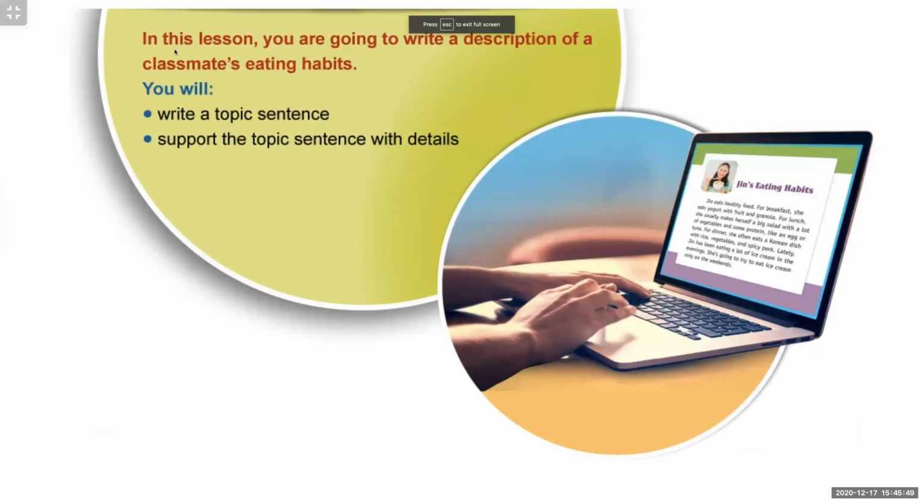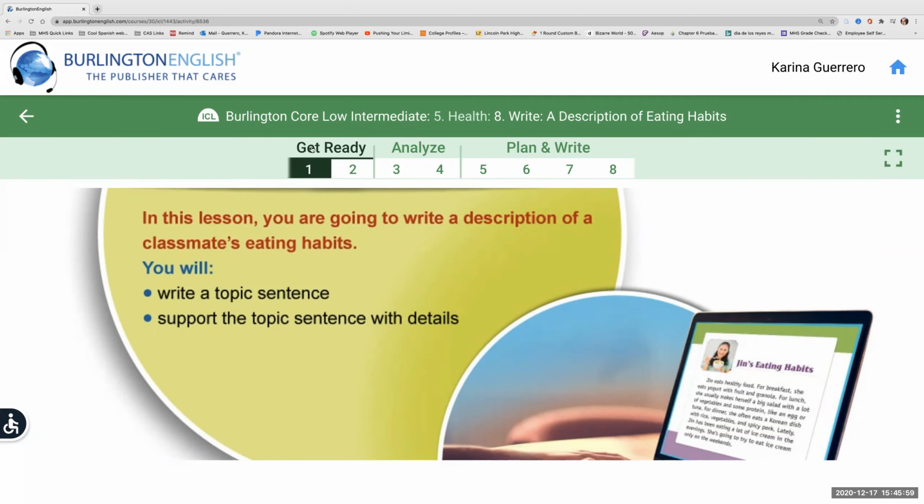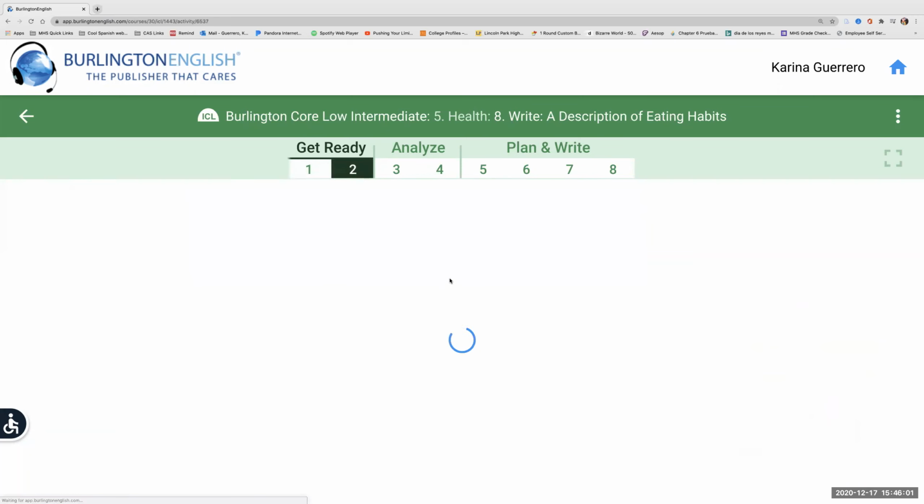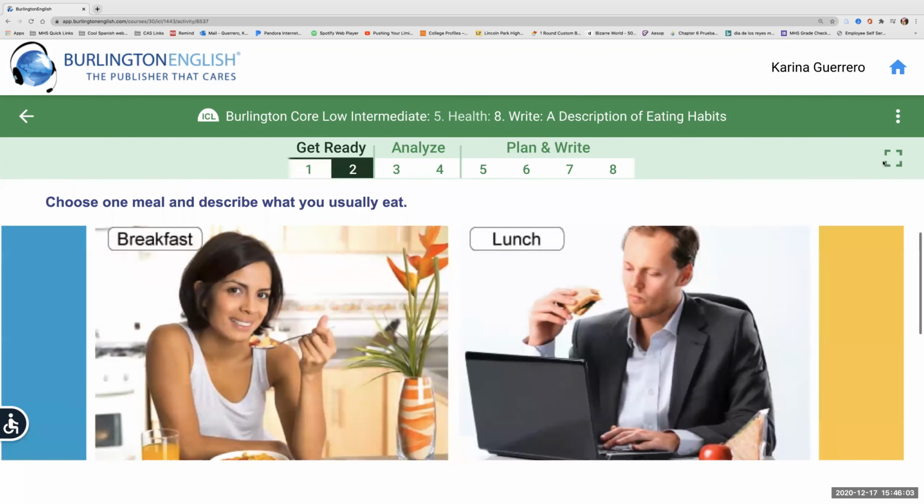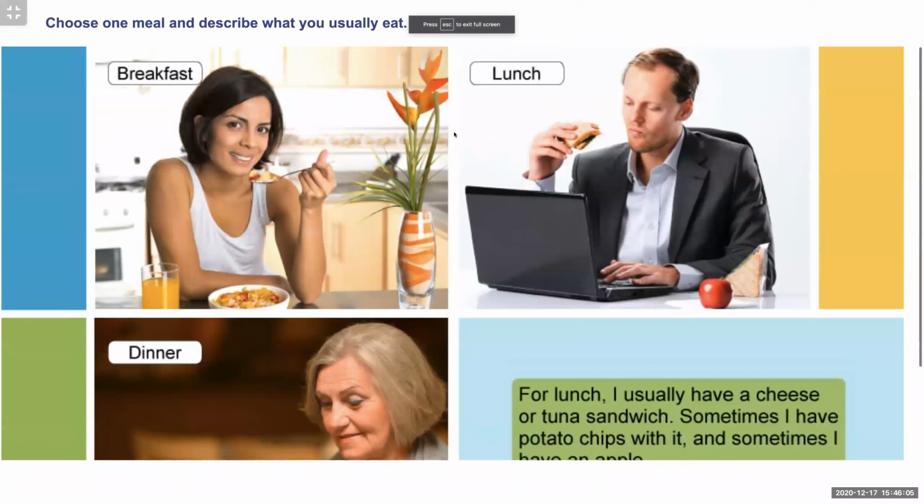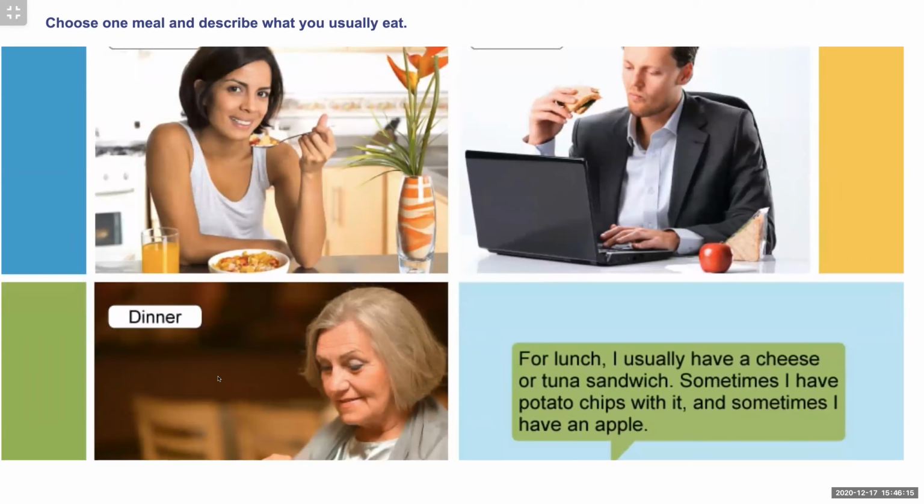It says in this lesson, you are going to write a description of a classmate's eating habits. You're going to write a topic sentence and then support the topic sentence with details. So really quickly, all I want to look at tonight is, if I were to ask you to choose a meal to describe, what do you usually eat for breakfast? What do you eat for lunch? Or what do you eat for dinner? You should be able to give me information in English.